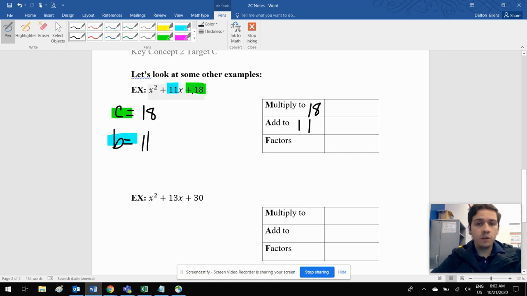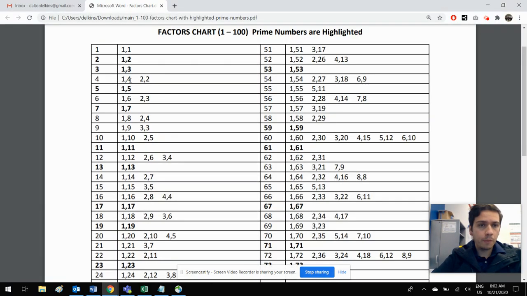Okay, so let's look at our factor sheet. We're looking for numbers that multiply to 18. So we have 1 and 18, 2 and 9, 3 and 6. So I want to think of numbers that multiply to 18, which are these three pairs of numbers, but I need them to add to 11. So you can write this out if you want, or you can just do this with me in your head. 1 plus 18 is 19. 2 plus 9, that's 11. 3 plus 6, that's 9.